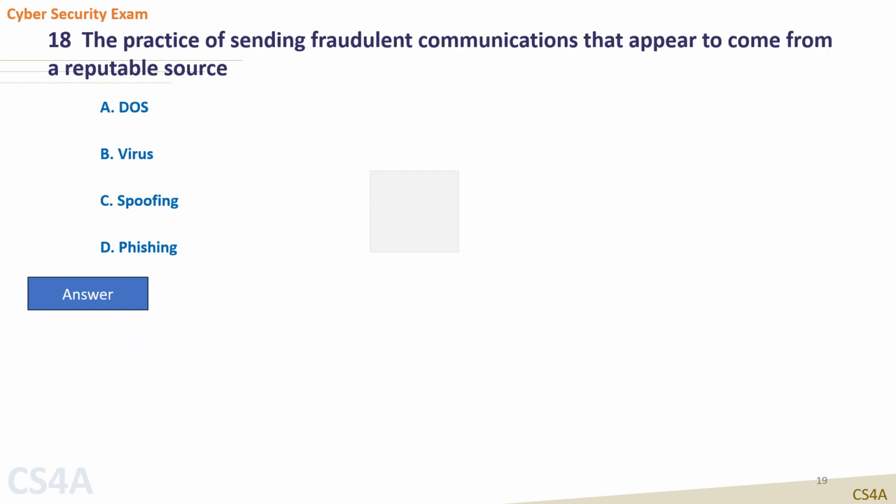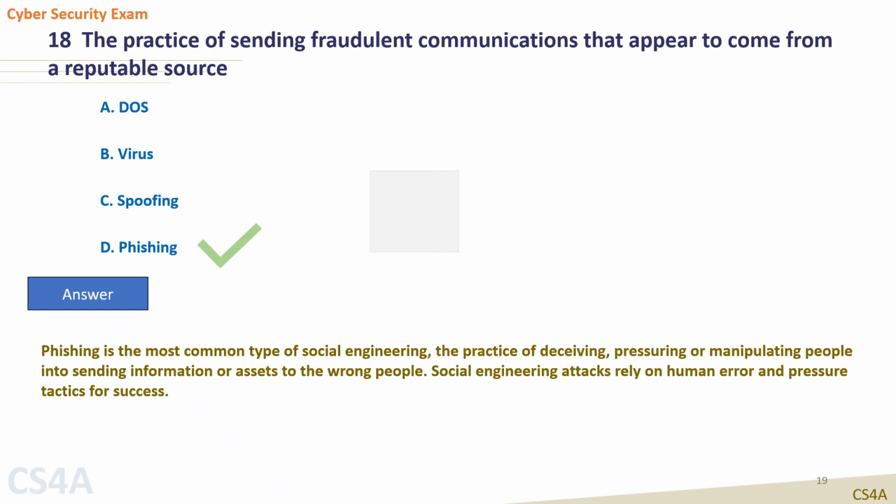Here the question is the practice of sending fraudulent communication that appears to come from a reputed source. DoS, virus, spoofing and phishing. So here the keyword is fraudulent communication that is coming from a reputed source. So the answer is D, phishing.